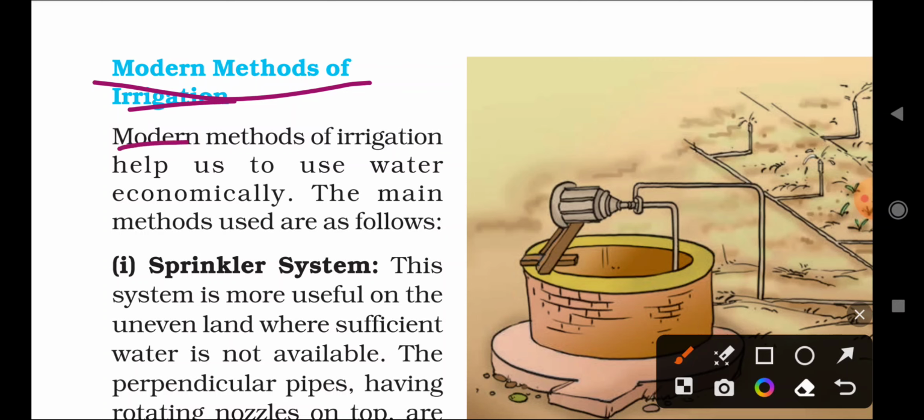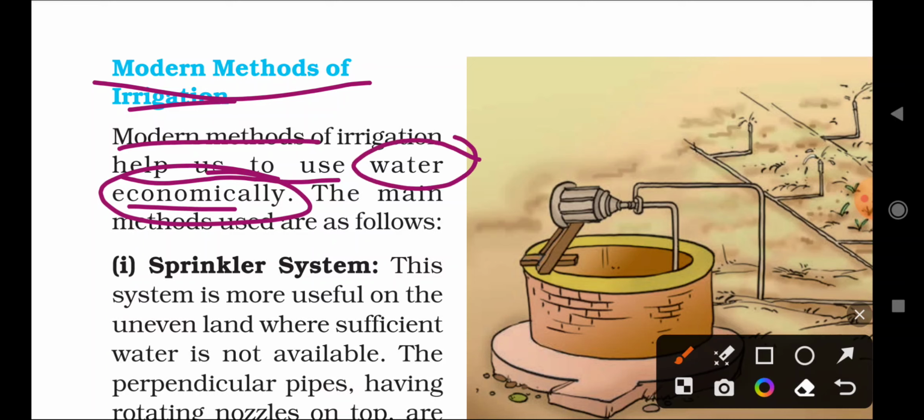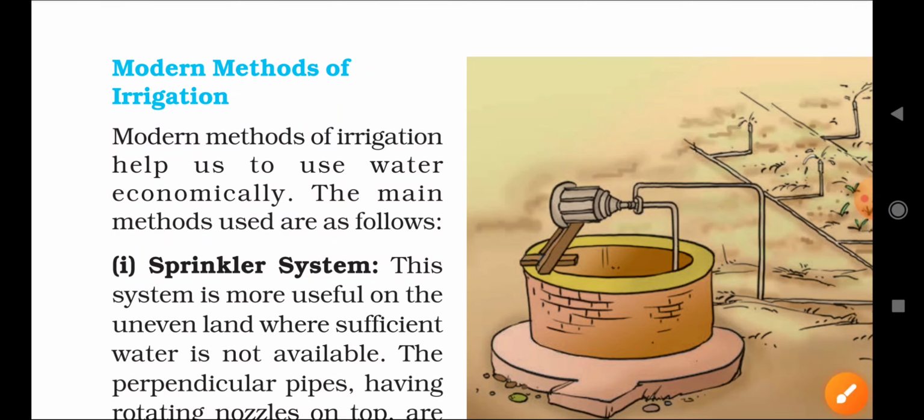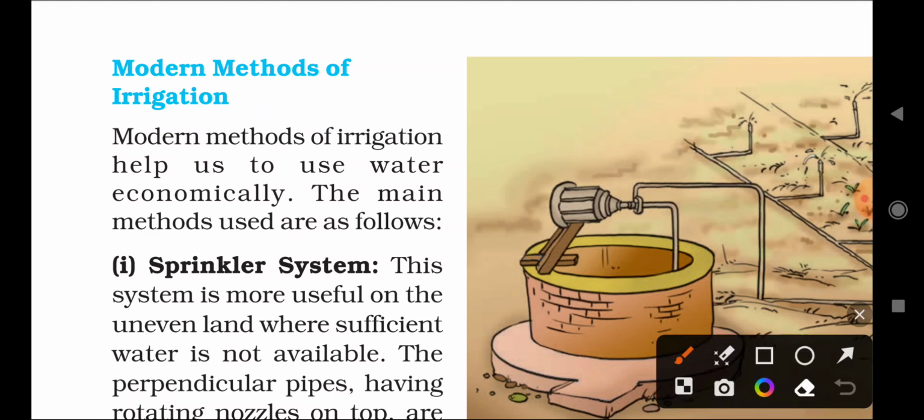Modern methods of irrigation help us to use water economically. What is the main advantage of modern-day irrigation methods? The water can be used more economically and more precisely with modern-day technology. This is the main advantage: we can use irrigation in a proper, economical way.